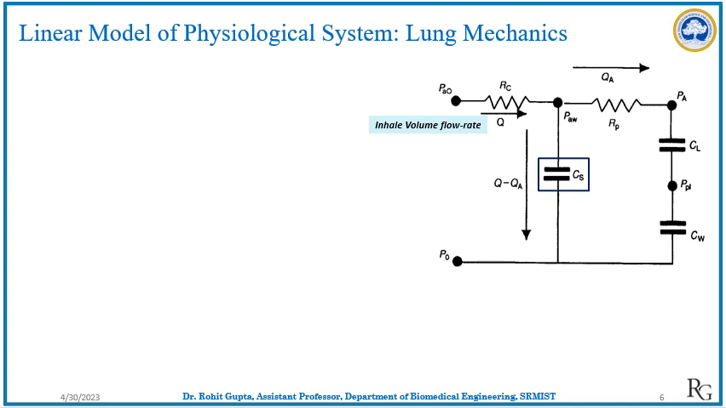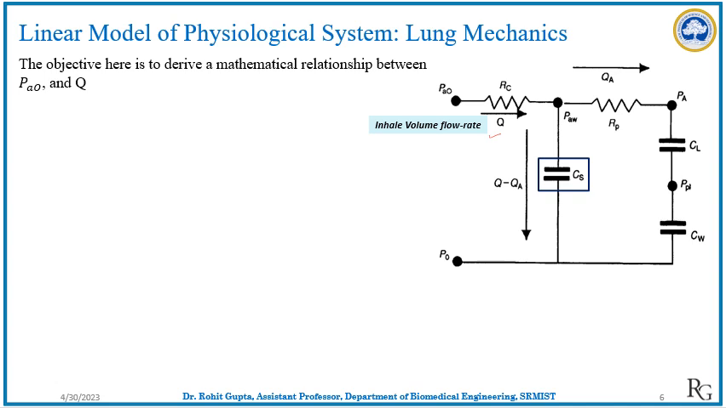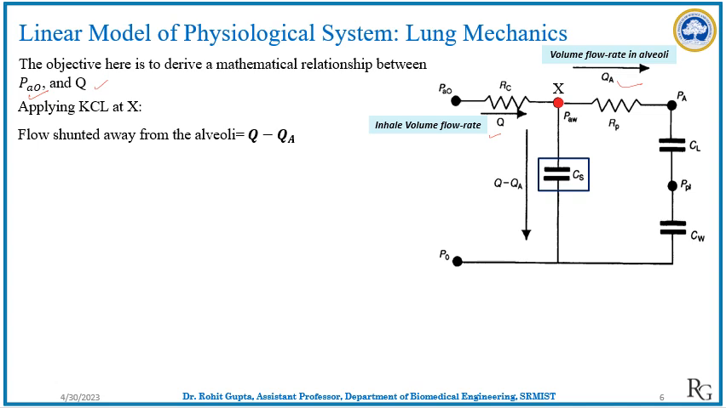This is the inhale volume rate, represented as Q. The objective here is to derive a mathematical relation between PAO and Q, the inhale volume rate. The volume flow rate in the alveoli is represented by QA. If we apply KCL at this particular point X, we can say that the total current is Q. If some part of the current is QA, then the rest of the current, that is Q minus QA, will be on this side.